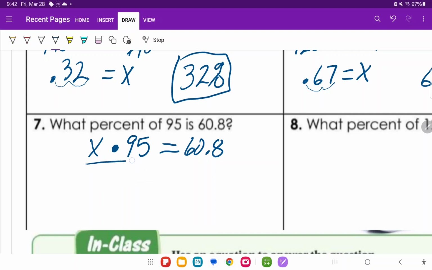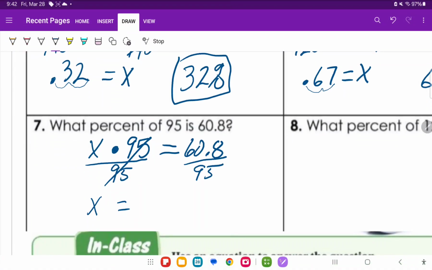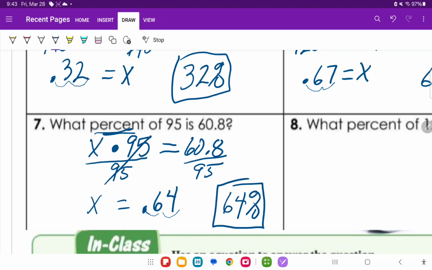I'm going to get the x all alone, so I will divide by 95. We have to divide by 95 over here as well. So x will equal 60.8 divided by 95. 60.8 divided by 95. That gives us 0.64. So x equals 0.64, but it is a percent. So to move this, 1, 2, right? And so that's going to be 64% is my final answer there.